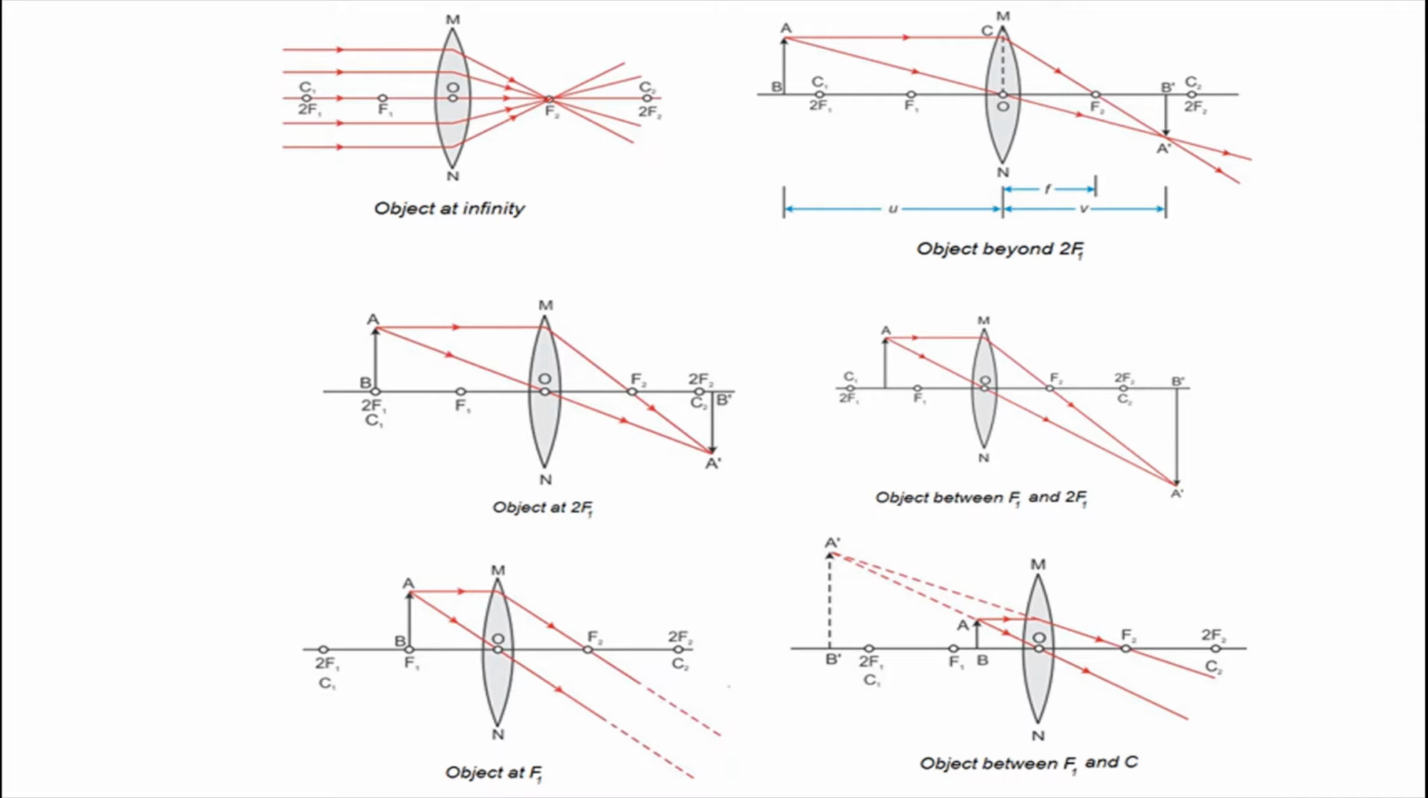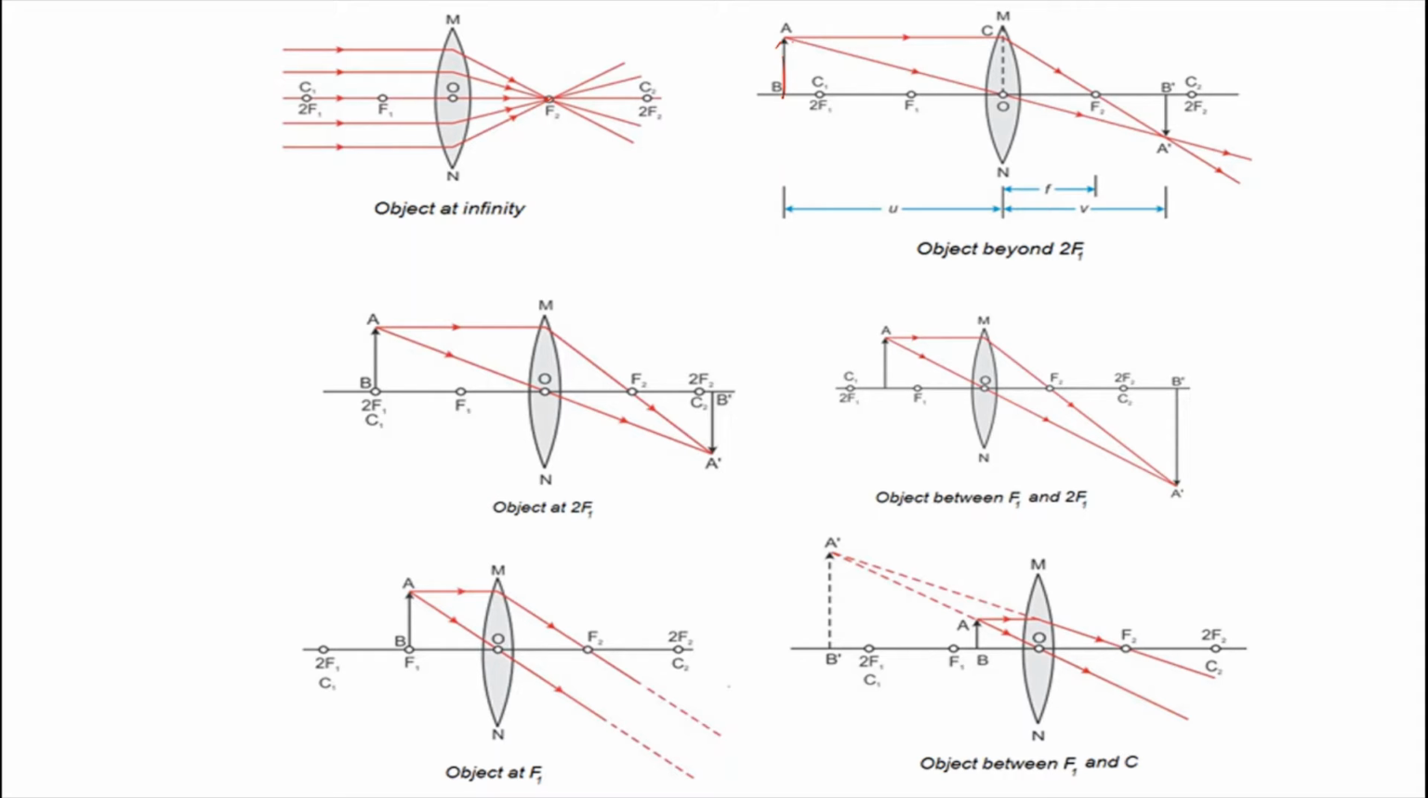If you have an object at a distance of 2f, or ahead of the center of curvature, in that case that object will form an image between f and 2f, and the size of the image would be smaller as compared to the size of the actual object.